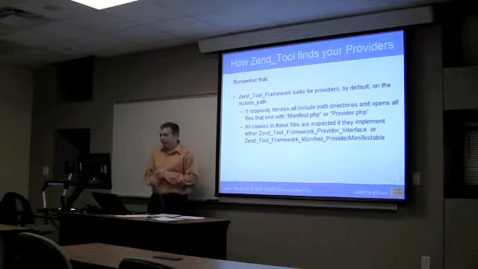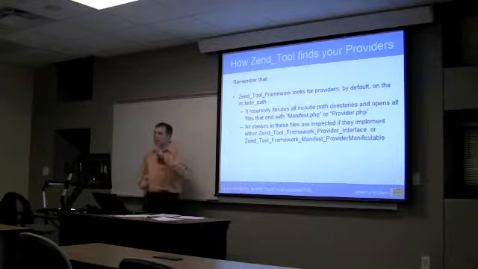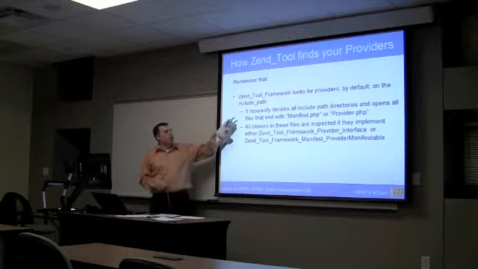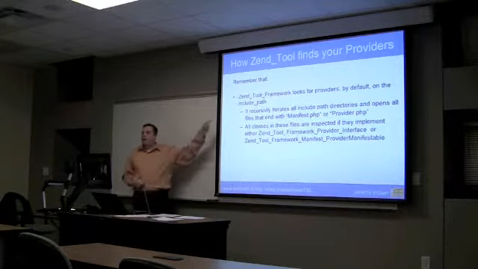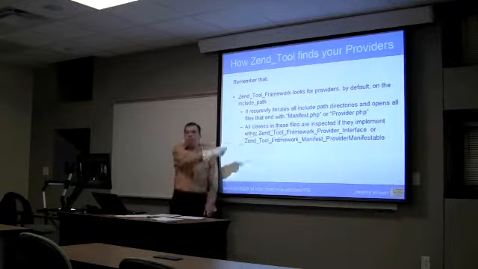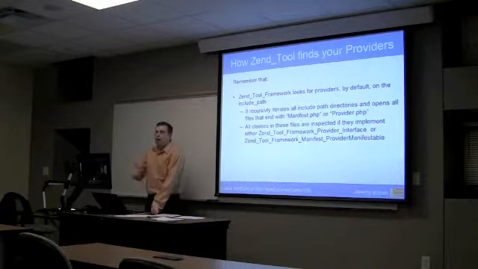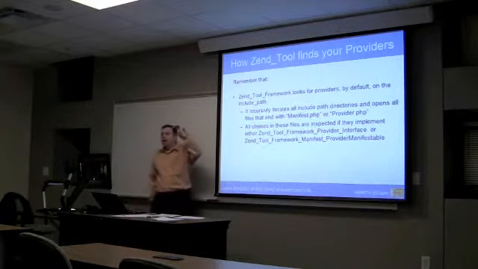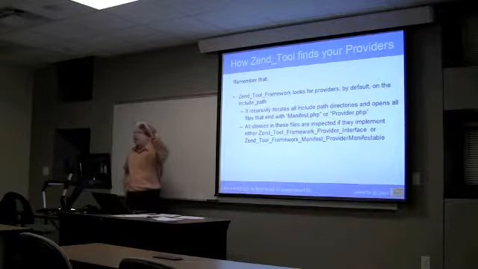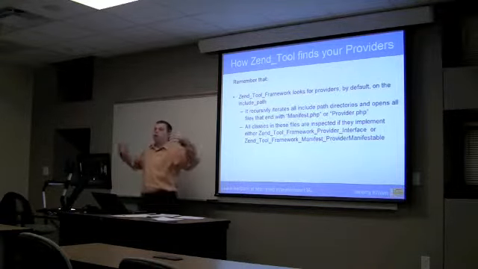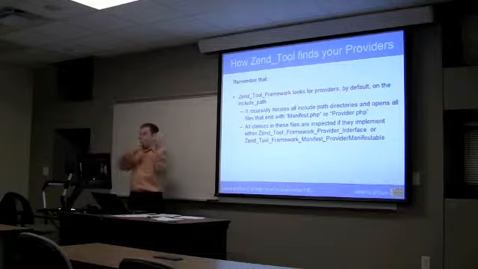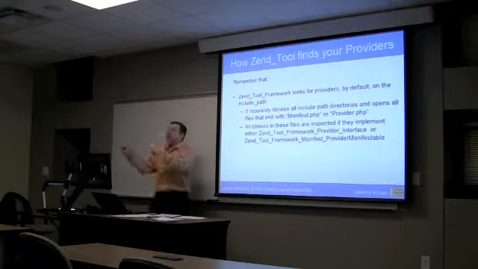All right, extending Zend tool. We talked about this a little bit before. Remember, the Zend tool framework is going to look on the include path for any file that ends in manifest.php or provider.php. So it was all well and good. We had ZF create controller, ZF create action, ZF create view. What if I want my own thing? Here you go. This is how you can extend it.